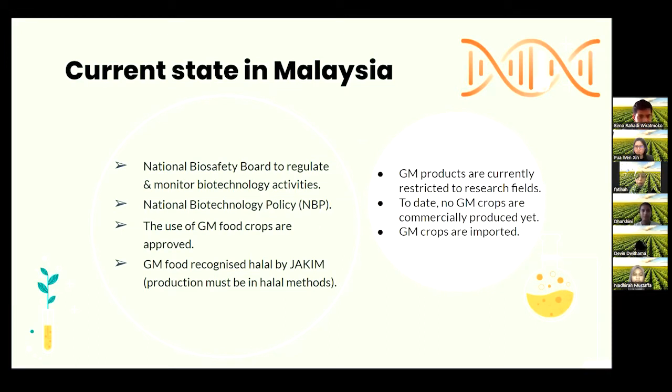Nurfatihah here, and I will proceed to the current state in Malaysia. Malaysia has a strong foundation for agricultural biotechnology, and the agricultural community is supportive toward the use of biotechnology. For the current state in Malaysia, the first one is the National Biosafety Board. Then we have the National Biotechnology Policy, NBP. Then we also have the use of GM food, and GM food is recognized as Halal by JAKIM. GM food is currently restricted to the research field. To date, no GM crops are commercially produced yet, but GM food is imported.